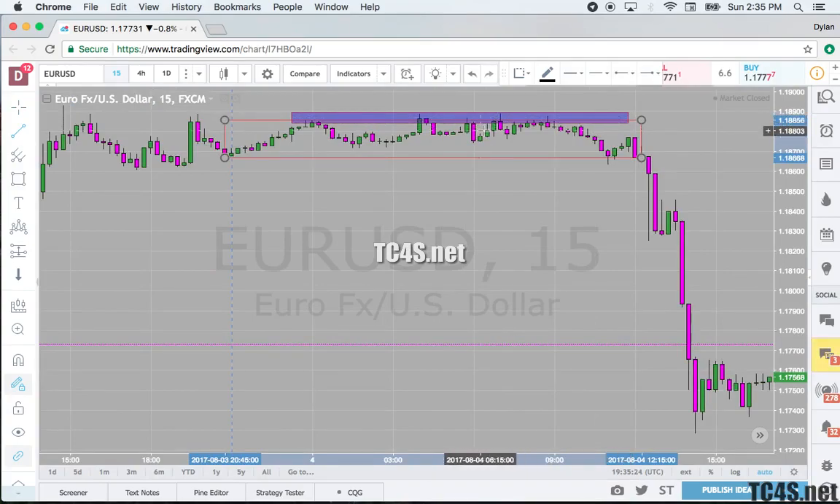Alright, so here's the M formation. London session at the high. Could have caught that right there.